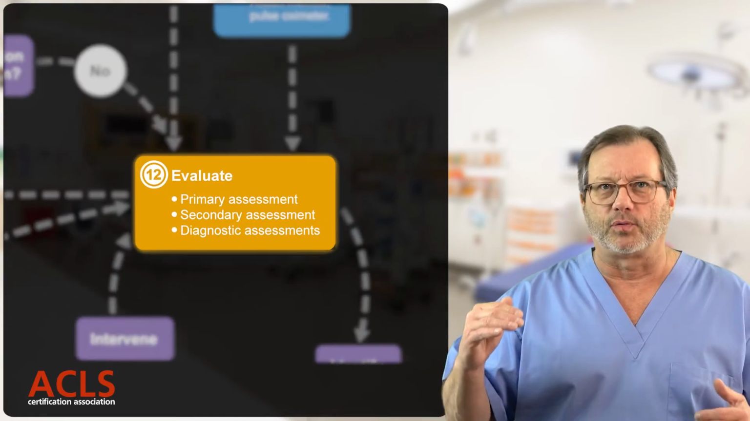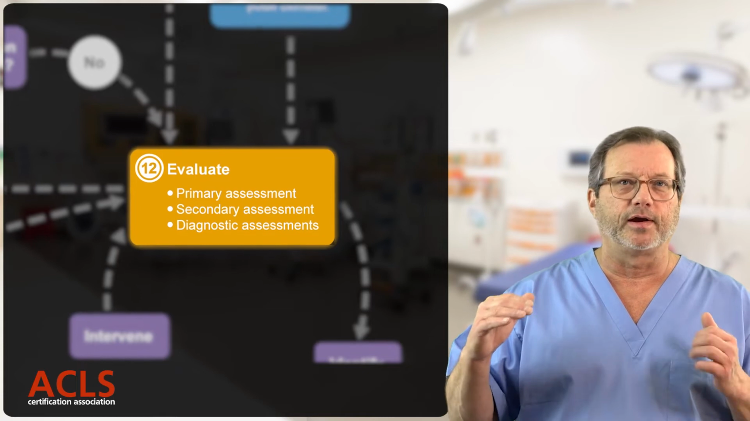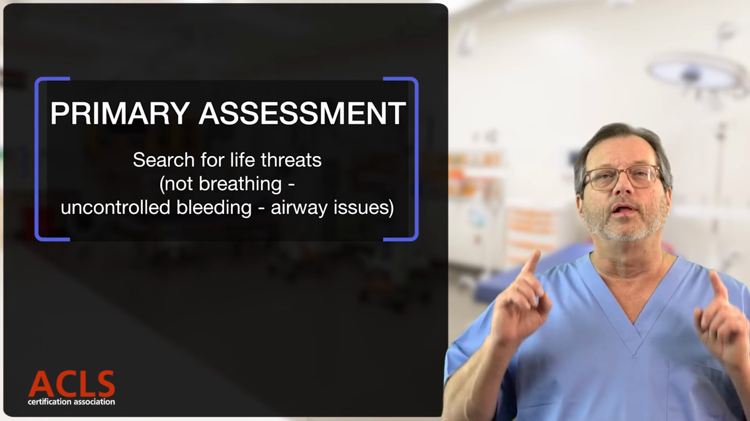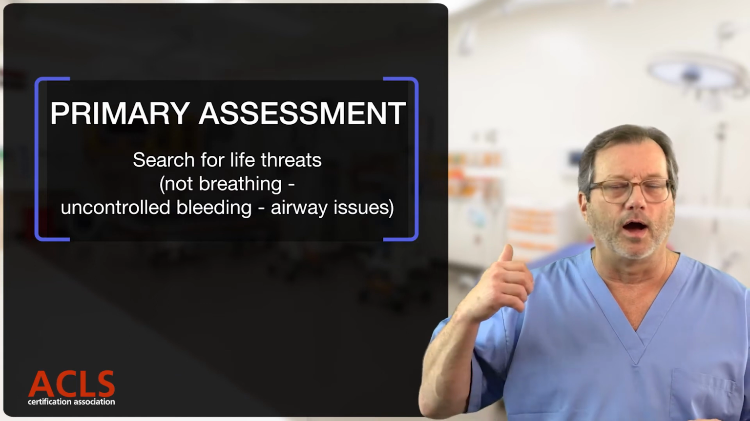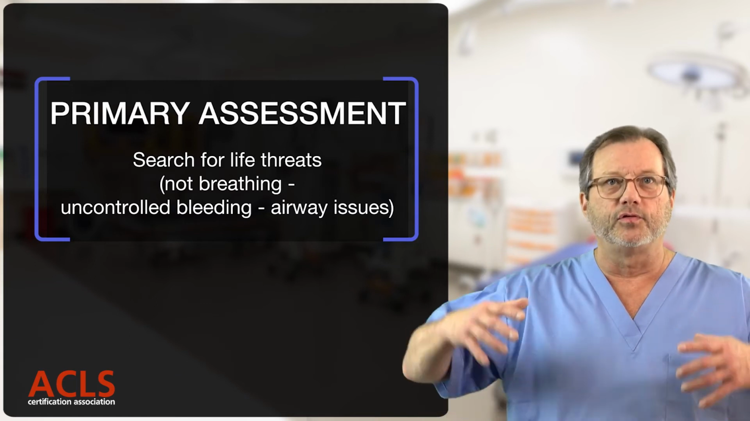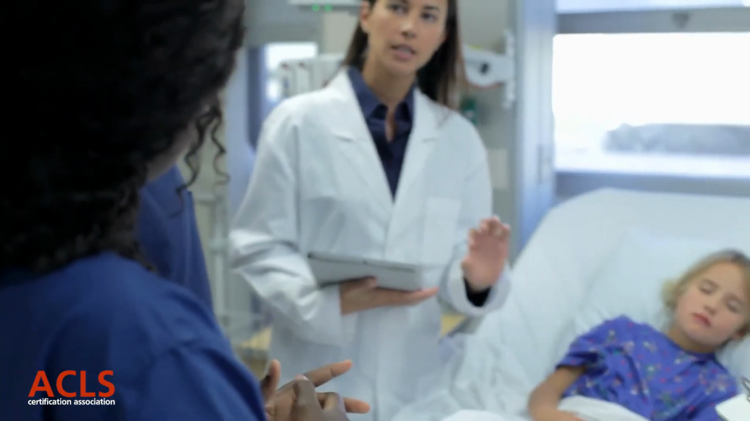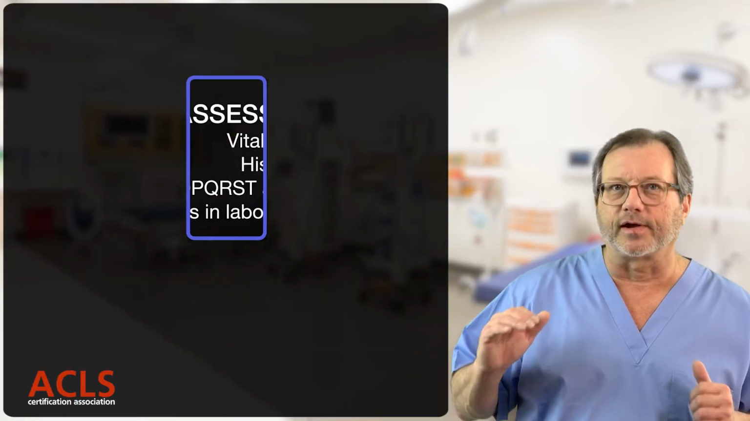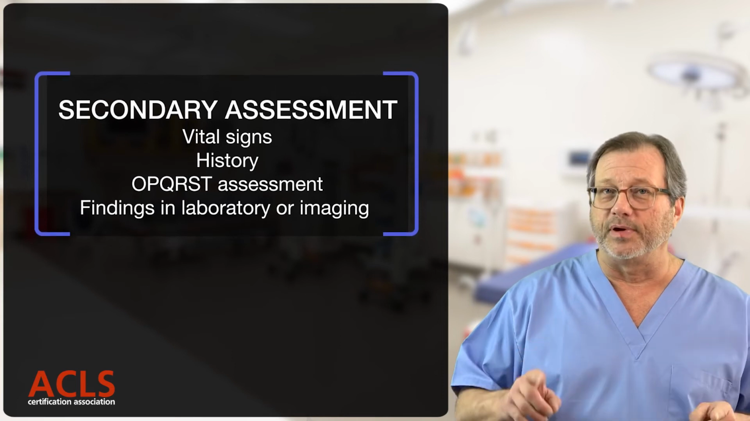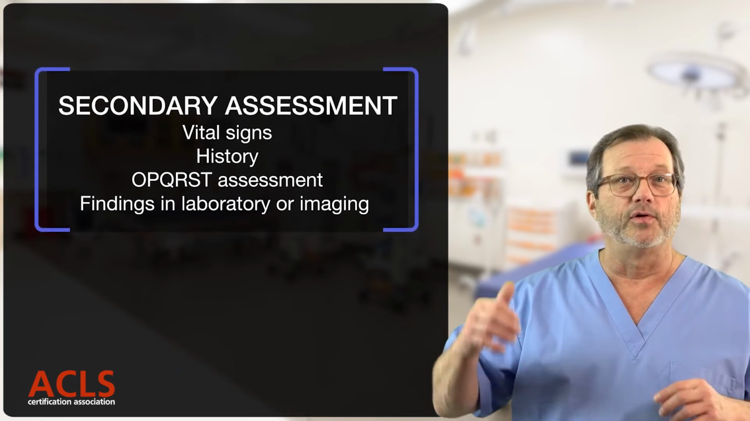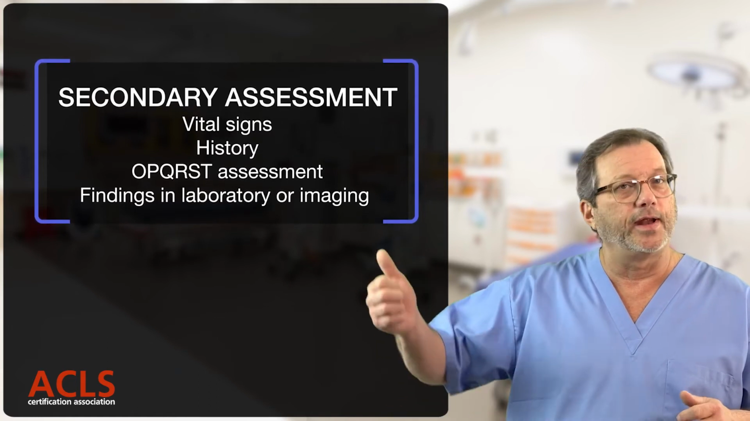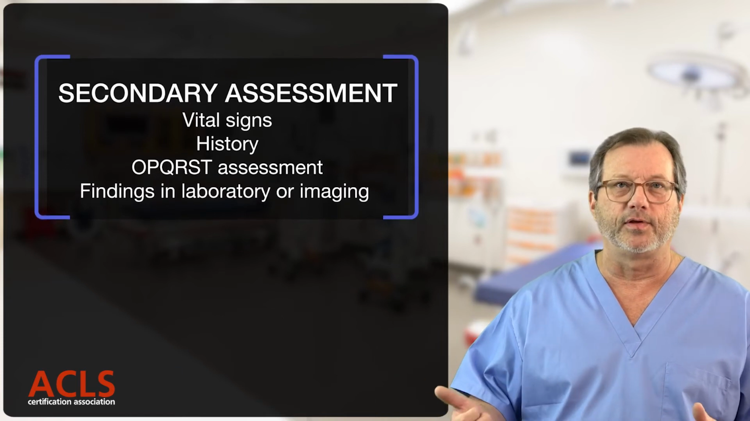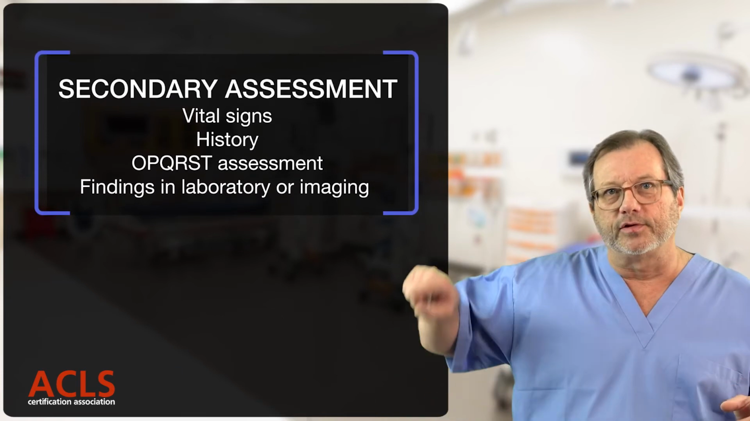Now I want to go down to box 12 because this has primary, secondary, and then more studies. A primary assessment, we're only looking for life threats in a primary assessment. Quick head to toe, not breathing, uncontrolled bleeding, airway issues, that is a life threat, and we need to take care of that immediately. After that is a secondary assessment. The secondary assessment begins with vital signs, then you have your complete SAMPLE history, your OPQRST, and then any findings in laboratory, imaging, anything like that. And then we get into this rotation here.